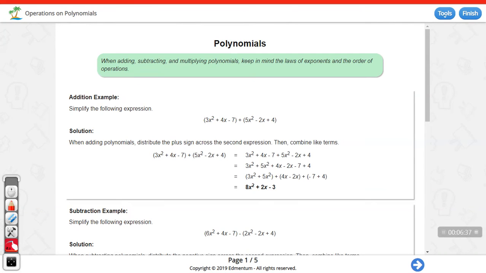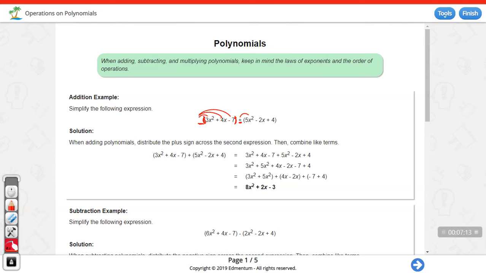All right, taking a look here, as I look at this first example with addition, it shows that I've got one group, 3x squared plus 4x minus 7, plus a second group, 5x squared minus 2x plus 4. But notice we are adding right here, and so in order to combine these like terms, I need to get rid of my parentheses, and since there's nothing in front of the first parentheses, it's not going to change anything when you distribute nothing. So we could just drop these parentheses altogether on this first expression.